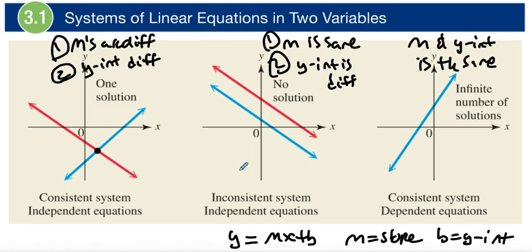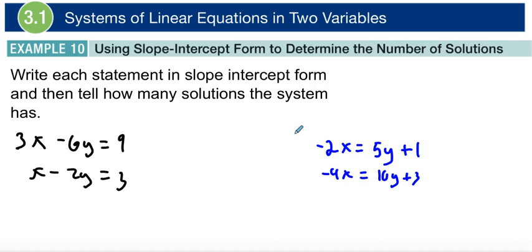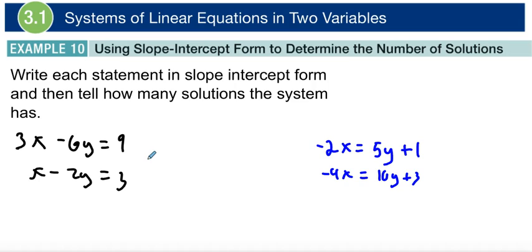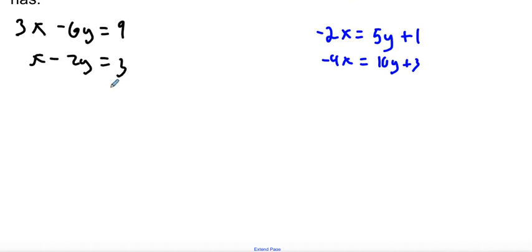Okay, so we're going to use these general rules to do this last problem. In this example, we're just going to write everything in slope-intercept form, solve for y, and then use the general rules we just went over. All right? So let's go ahead and start off with this one.